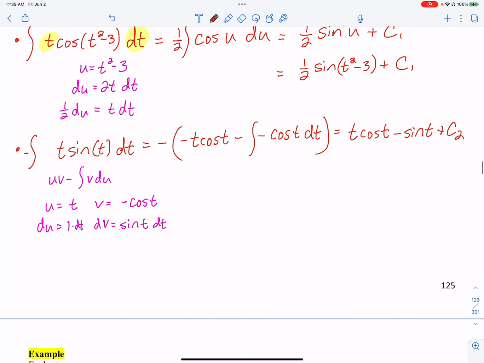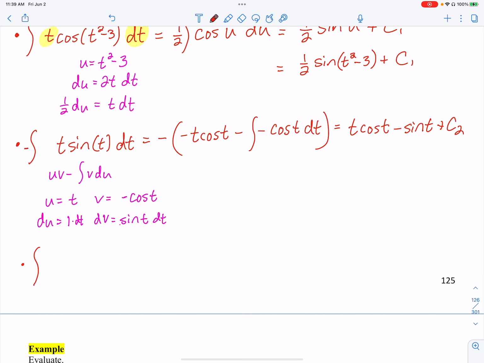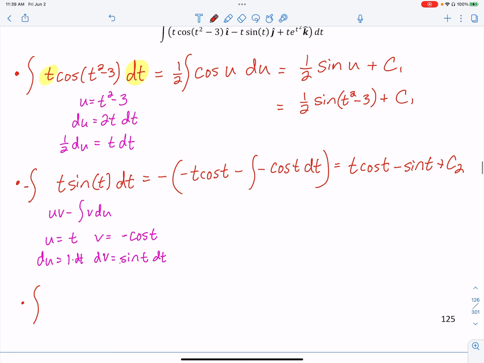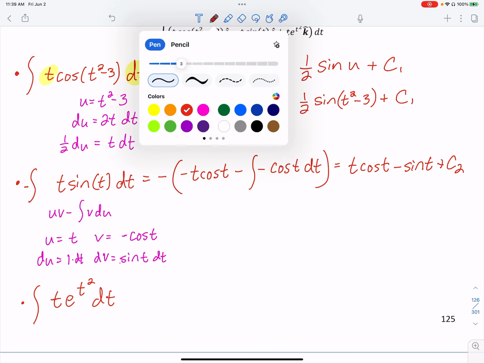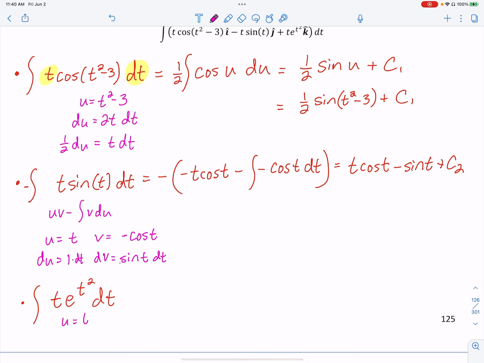All right, we have one more integral here. The integral of t e^(t squared) dt. This is another integration, u sub. Let u be t squared. It's a direct one. So du is 2t dt, but we don't have a 2, so it's going to be 1/2 du equals t dt.